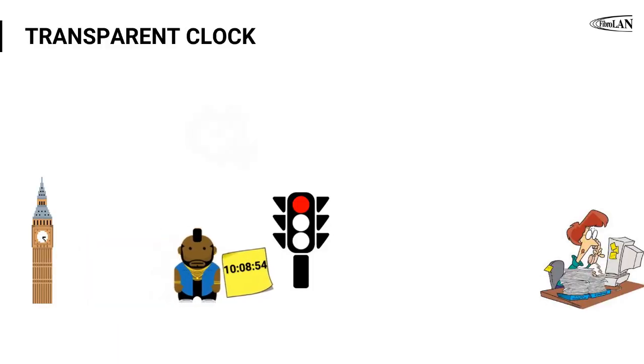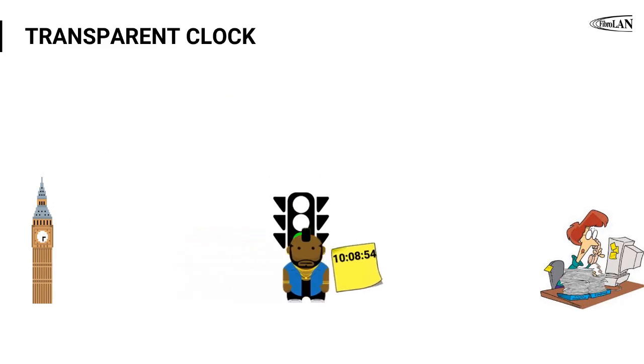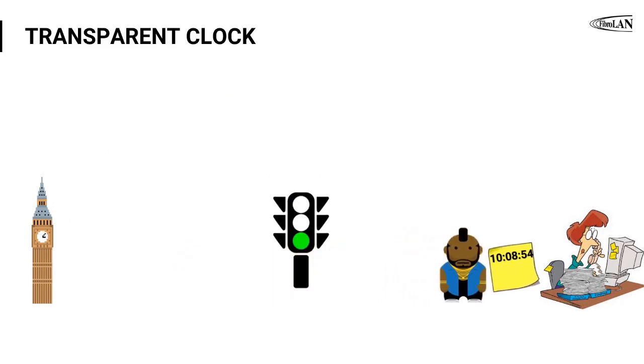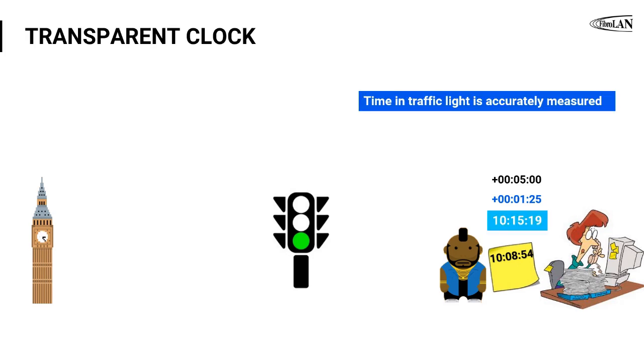This time, when Mr. T stops at the light, he starts his new shiny stopwatch. When the light turns green, he stops the watch. The time shown on the stopwatch is the actual waiting time at the light. The residence time. When reaching the school, he adds the stopwatch reading, the residence time, to the walk time and notes them on the piece of paper. As a result, the secretary's clock adjustment can be done more accurately.